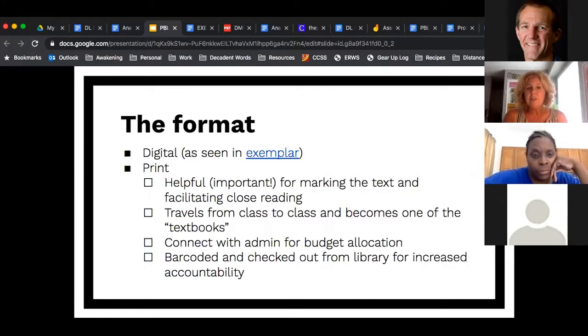The thing that I wanted to really emphasize is that it could live simply as digital, and if we're doing distance learning, that's definitely something that we want to make sure that students have as a resource. But that additional layer of having it in print, I think, is really important and valuable.